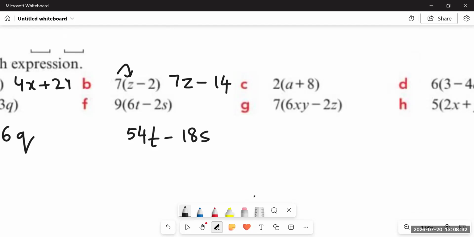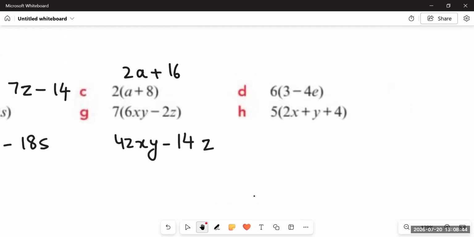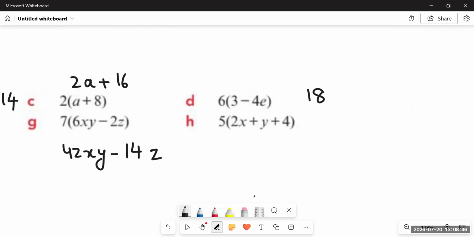Then we have 2 multiplied by a, 2a, plus 2 eights are 16. Then we have 7 sixes are 42xy, minus 14z. 7 twos are 14z. Then we have 6 threes are 18, minus 6 fours are 24e. Then we have 5 twos are 10x, plus 5 multiplied by y, 5y, plus 5 fours are 20.